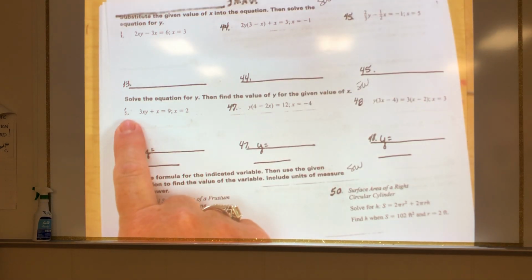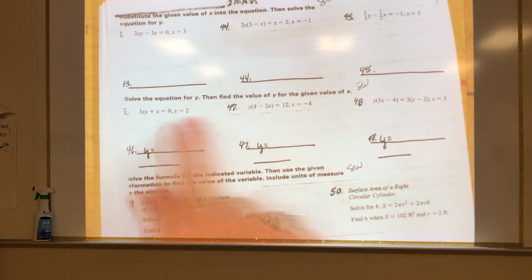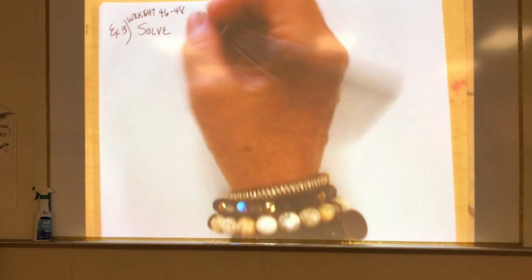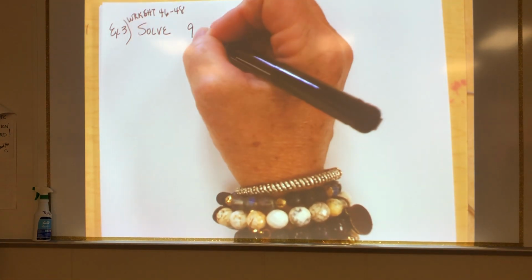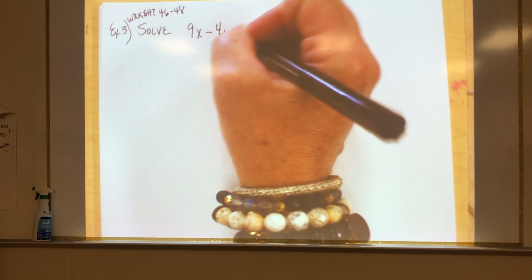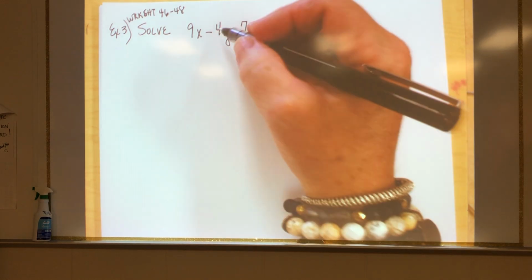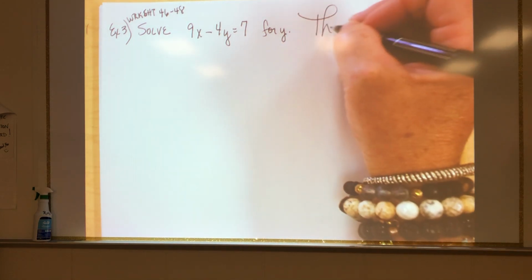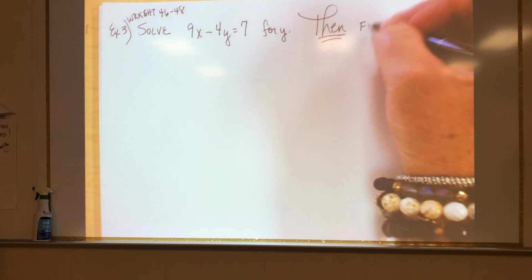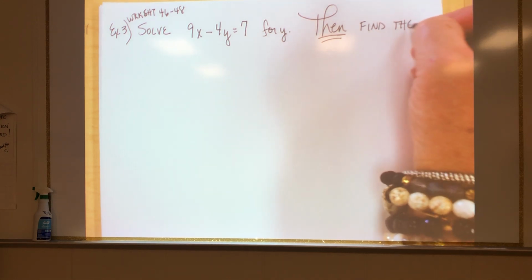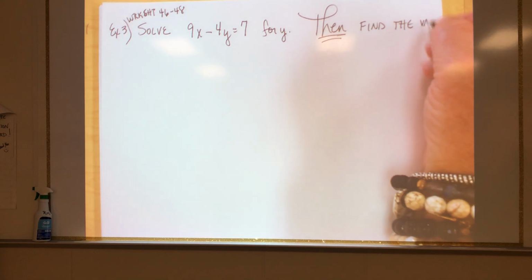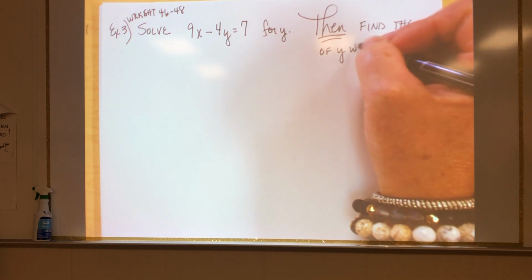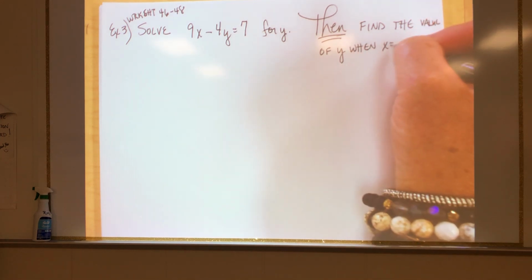46, 47, and 48. Okay? It's just like these problems right here. So I'm going to show you the problems that kids do. 9x minus 4y equals 7. We're going to solve that for y. Then, find the value of y when x is equal to negative 5.